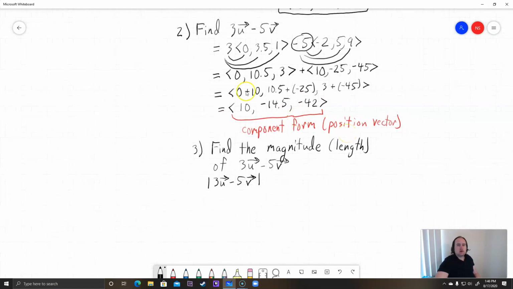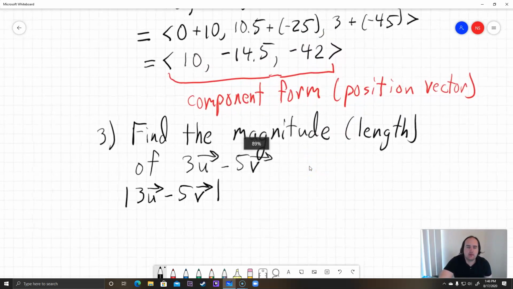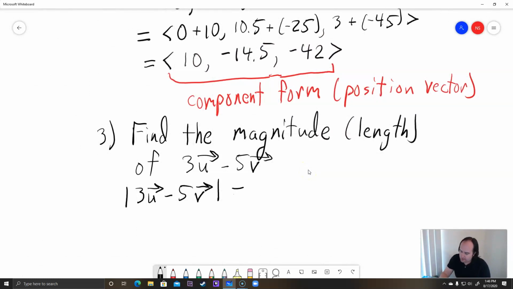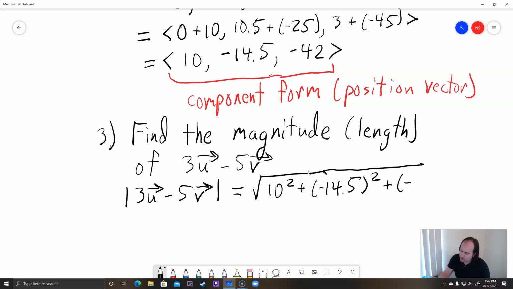So here, we already figured out that that is actually 10, negative 14.5, negative 42. And remember, this is a position vector, so the initial point is just 0, 0, 0. So using the distance formula here, we're going to have the square root of 10 squared plus the quantity negative 14.5 quantity squared plus the quantity negative 42 quantity squared.